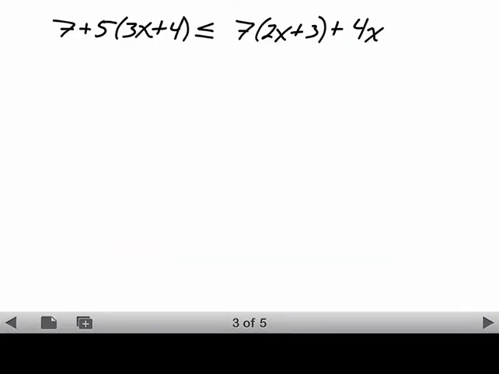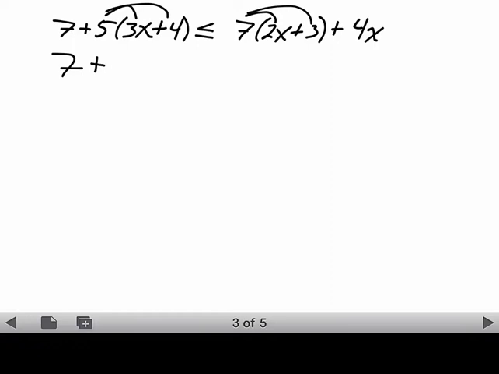Our next inequality is 7 plus 5 times the quantity of 3x plus 4 is less than or equal to 7 times the quantity of 2x plus 3 plus 4x. I'd like for you to go ahead and pause the video and solve this one on your own. Our first step is to distribute, and you'll notice that I'm crossing my 7. That's so I don't confuse it with the inequality symbol.